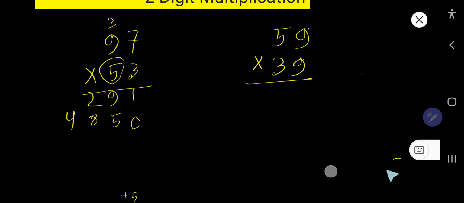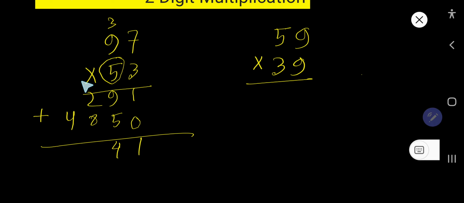Okay, let me clear this. Now you need to add these two partial products. 1 plus 0, 1. 9 plus 5 equals what? 9 plus 5 equals 14. So write 4, carry 1. 8 plus 2, 10, plus 1, 11. Write 1, carry 1. 4 plus 1, 5. So look, 5141 is the answer. So this is the way to multiply a two-digit number.